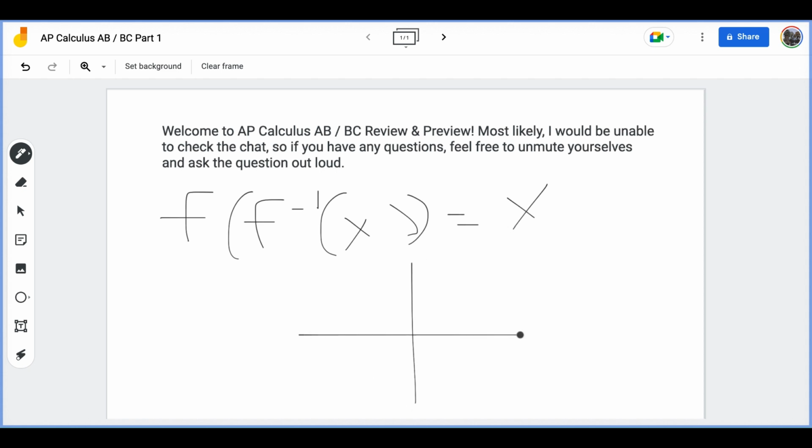Sometimes you would have a graph that looks like this, and the inverse would be this. This is not a function because it fails the vertical line test. Now, how do we know it looks like this? There's a rule that says that the inverse of a function is always going to be the same function reflected over the line y equals x. So this is reflected like that.